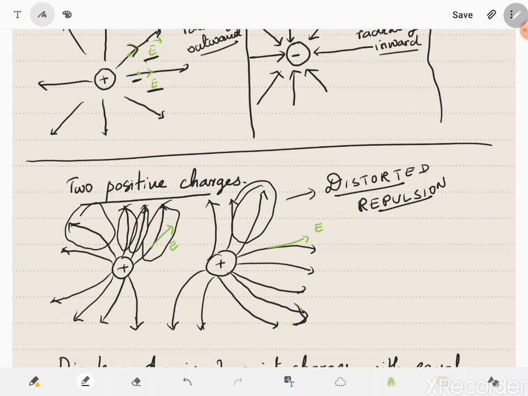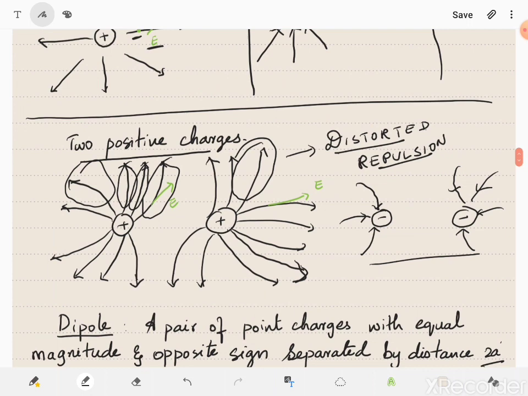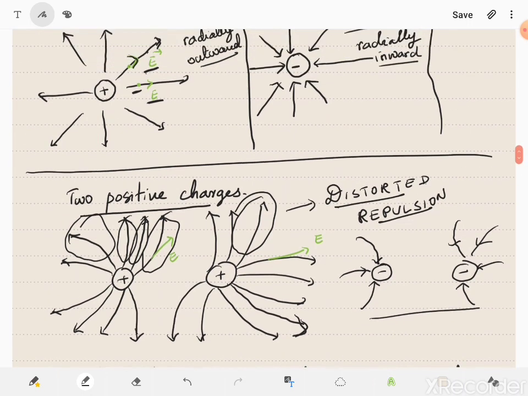I would ask students to draw field lines in case of two negative charges, and pretty much you should have guessed it by now. Nothing changes, just that the direction of these field lines will be inward. This is the direction of field lines, but you will still have curved kind of field lines, right? These questions are asked for 2 marks or 1 mark sometimes in your board exams, and please try to remember these field line diagrams.